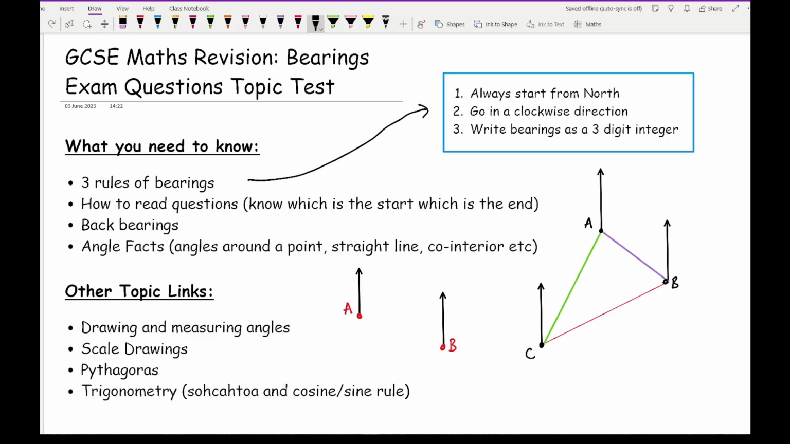So for example, A to B is where you start at A and end at B, but B from A means that you're starting at A and ending at B. So again, be careful of that.